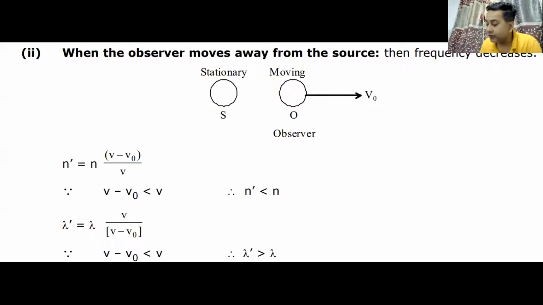From the source. Yes, the observer would be moving away from the source. As you can see, he is moving with a velocity v naught away from the source.